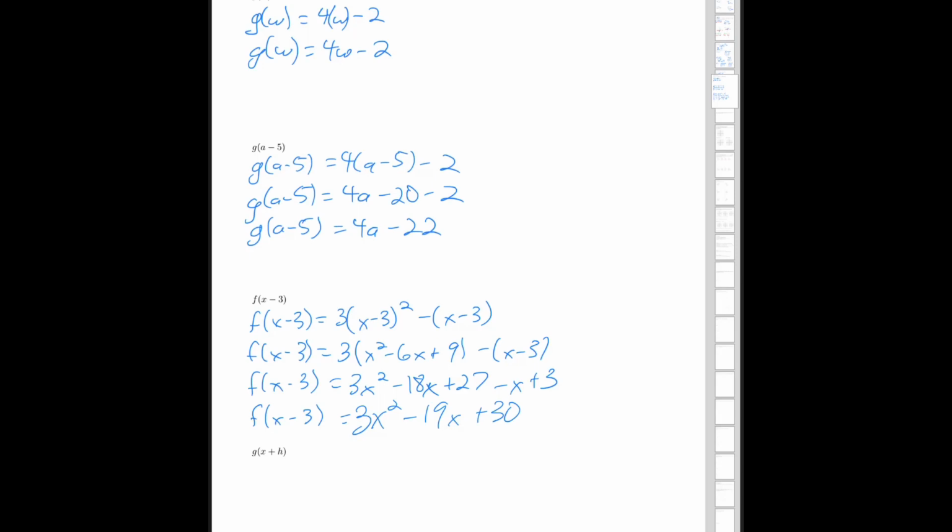And then finally, the last one here is very similar to the last one we did together, except slightly easier because I don't have the operation between the functions. So just plug in x plus h into g, and you get g of x plus h equals 4 times x plus h minus 2, which is, when we distribute the 4, 4x plus 4h minus 2.